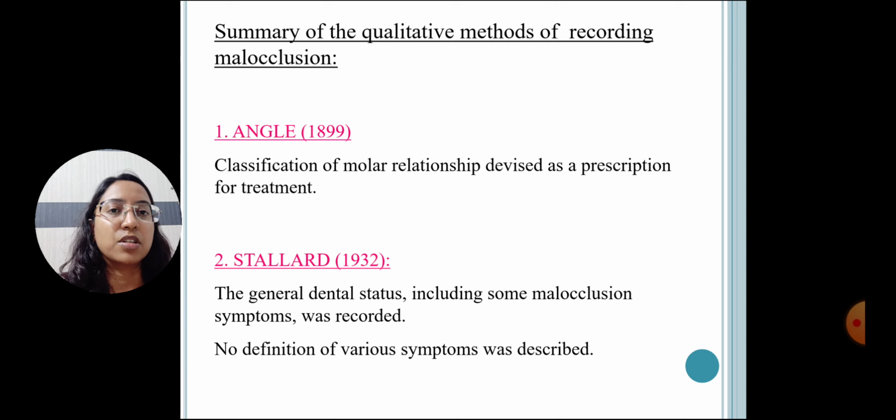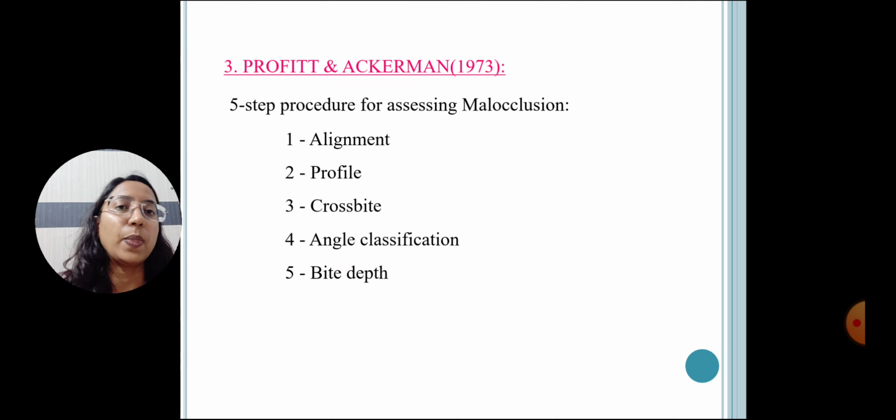It is devised as a prescription for treatment. Then Stellard's index. So here the general dental status, including some malocclusion symptoms, were recorded. No definition of various symptoms was described. The other classification by Profit and Ackerman.